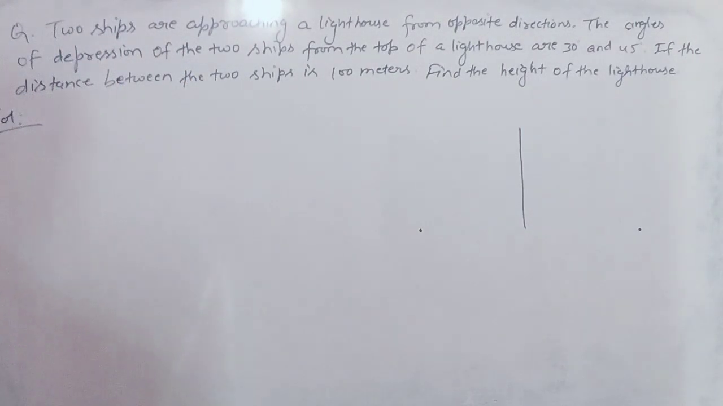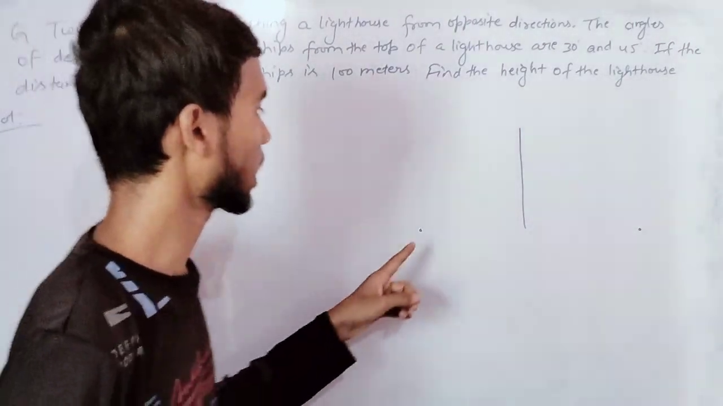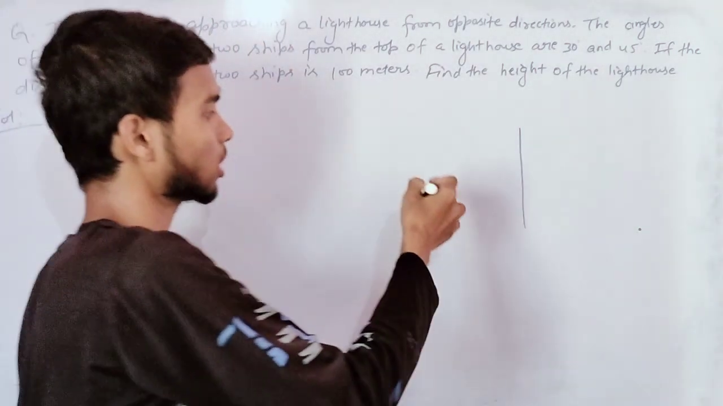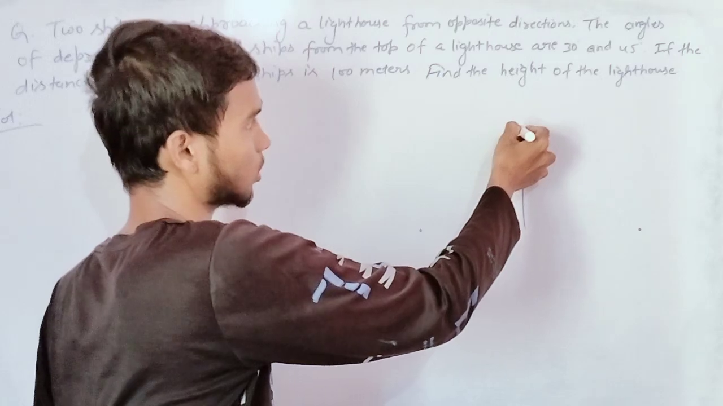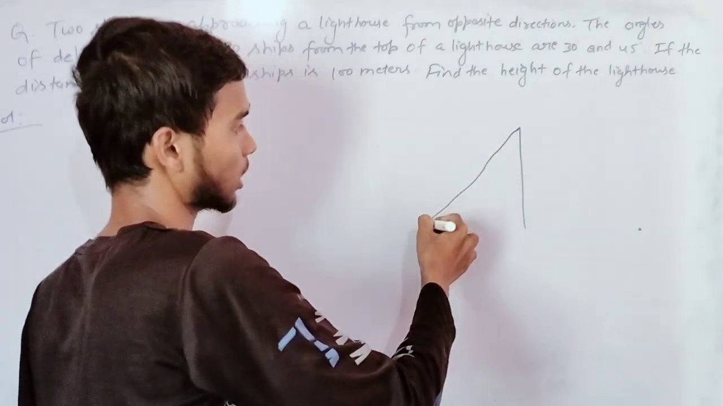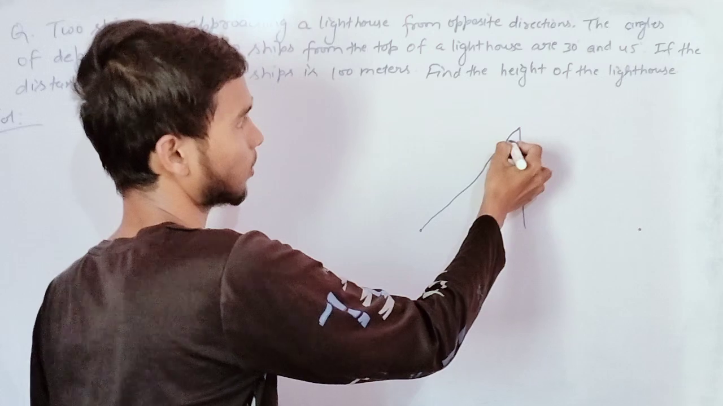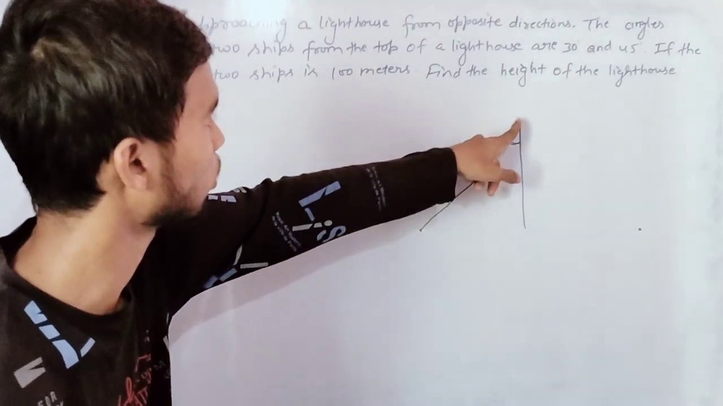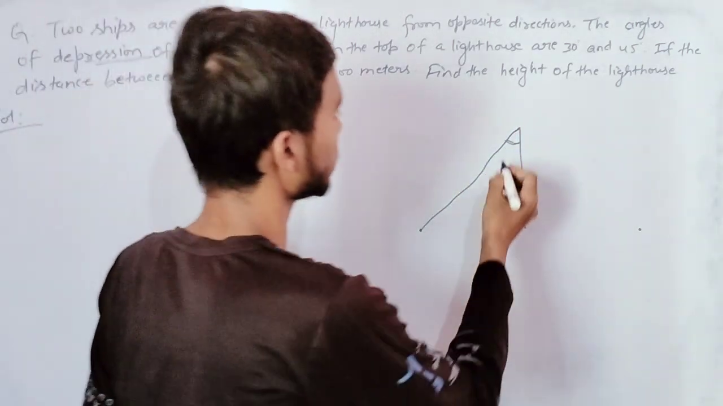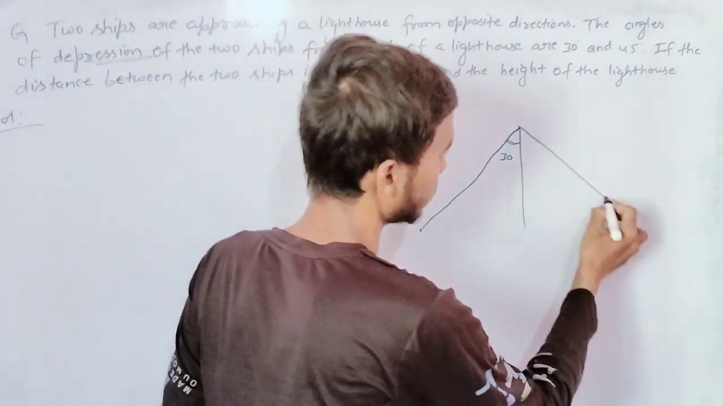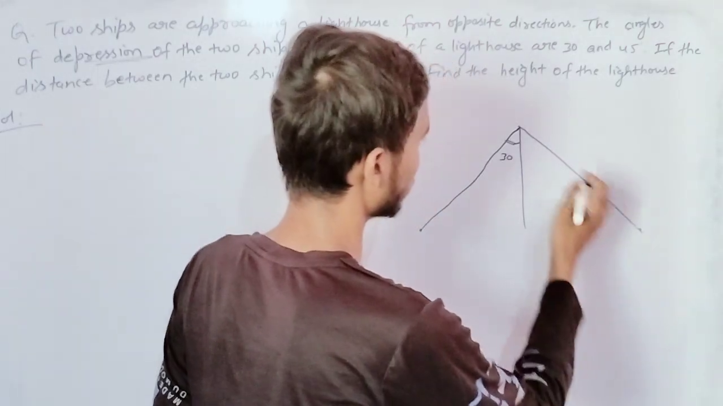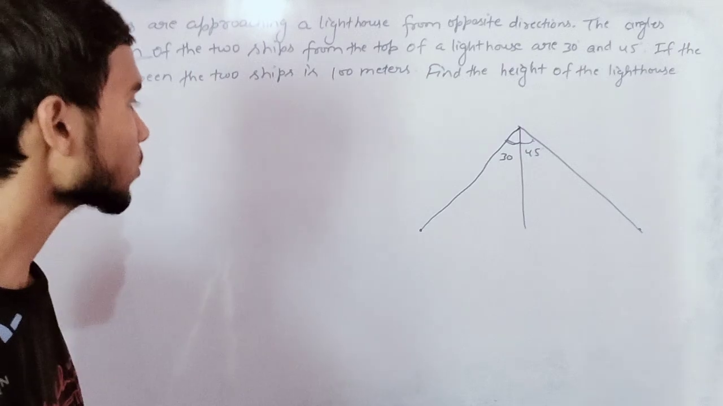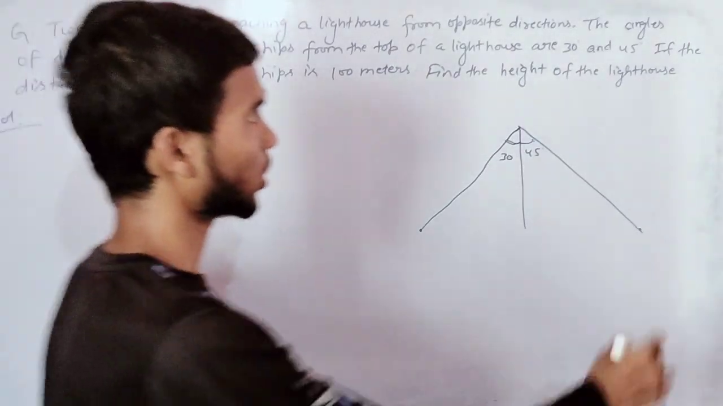The angles of depression of the two ships, angle of depression, not angle of elevation. It means from here, from the top, like that. So this is a ship, and this is the angle of depression from the top of the lighthouse. This is making 30, and this is making how much? 45. Clear? Now till here we are clear.